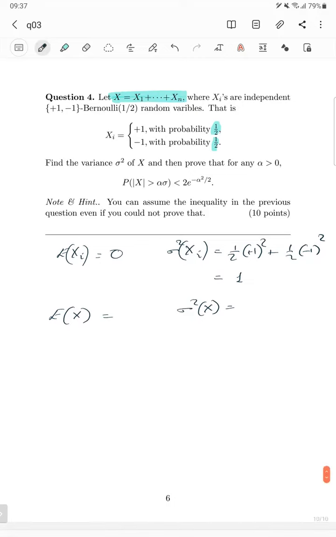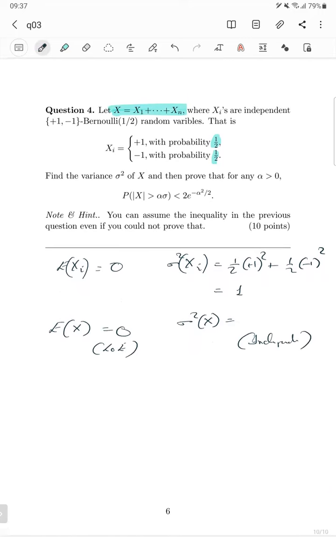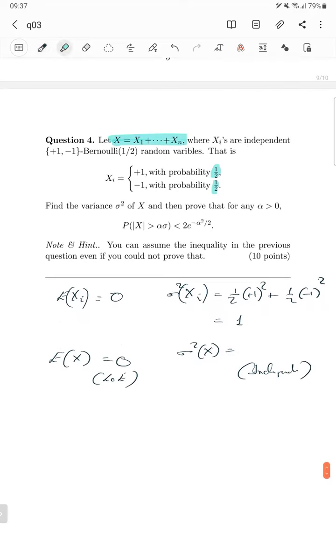Anyway, here E of x would be just, by linearity of expectation, the sum of E of xi over 1 to n, that is 0. And because we have independence, in fact we only need pairwise independence, but we are given mutual independence, the variance adds up and becomes n. 1 plus 1 plus 1, n times, you have n. And what we have been asked to show is something like the probability that x is greater than alpha sigma.